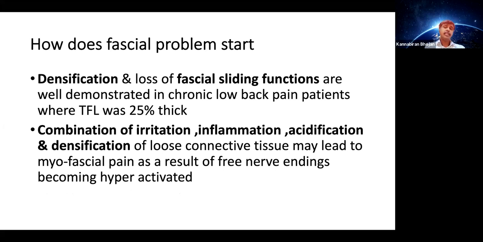Densification and loss of fascial sliding functions are very well demonstrated, and there are studies, particularly when the tensor fascia lata was thick. Again, now the combination of irritation, inflammation, acidification and densification. So when you say densification, you all have a doubt: what do you mean by densification? There are different theories earlier. We all have sometimes been maximally exposed to trigger points. We must be thinking there is no muscle here, but why do we have a trigger point here? Those knots are those points where there are densifications in the fascia.